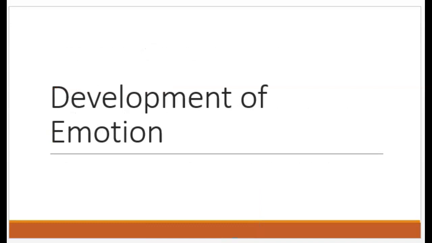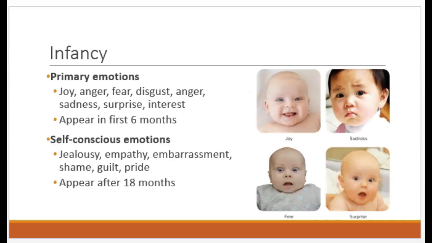Now let's talk about ways that emotion develops. There are few moments more magical than when a baby smiles for the first time. Within the first 6 months of being born, infants all over the world display the same basic or primary emotions. Those emotions are joy, anger, fear, disgust, surprise, sadness, and interest.